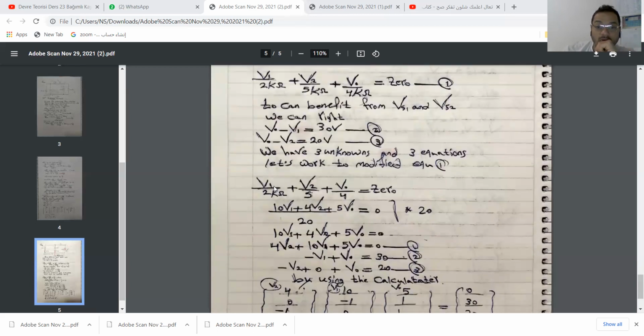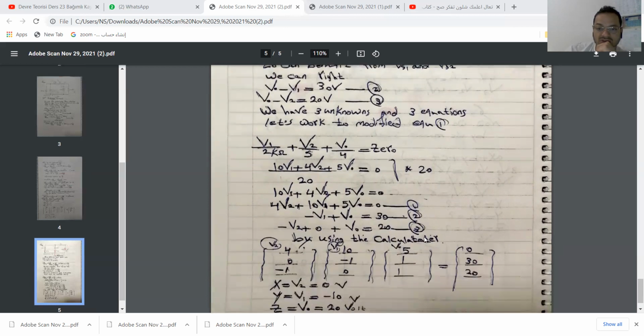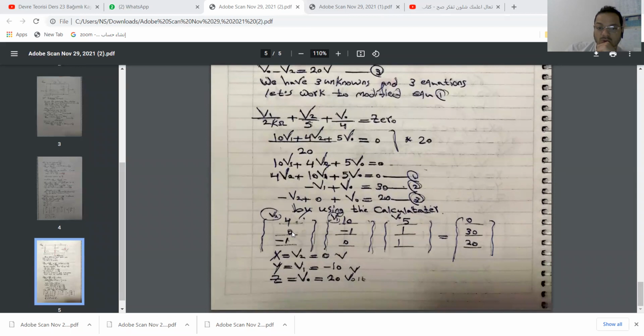Here, I write equation 1 again, V1 on 2, V2 on 5 plus V0 on 4 equals 0. Now let's try to delete these fractions. It will be like that. This is equation 1. Equation 2, like I said, we must write x, y, z. That means x3, x2, x1, something like that. Because I write equation 2 like that, minus v1 plus v0, and minus v2 is 0, v0 equal 20. So equation number 3, by using the calculator, we will write the equation like that. And the results will be here, x1 equal 0, v1 minus 10, v0 equal 20 volts.